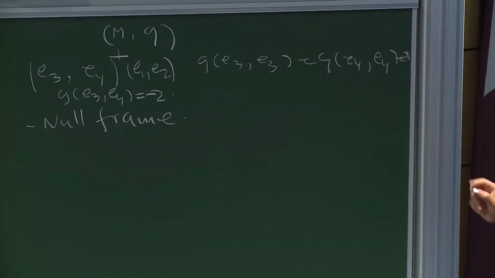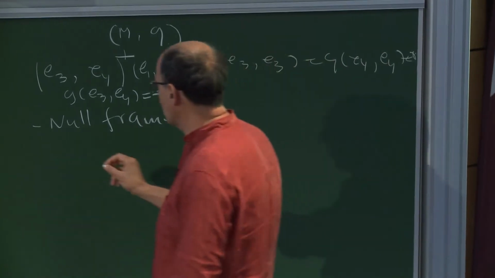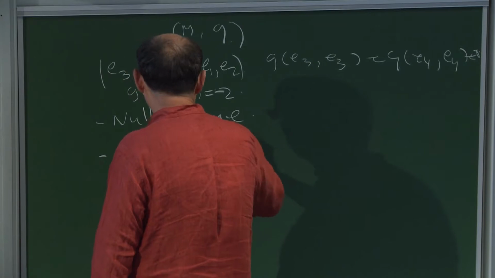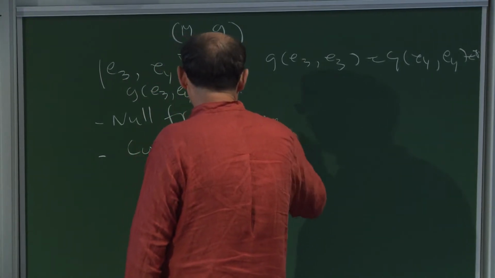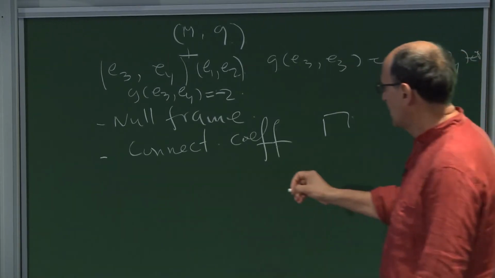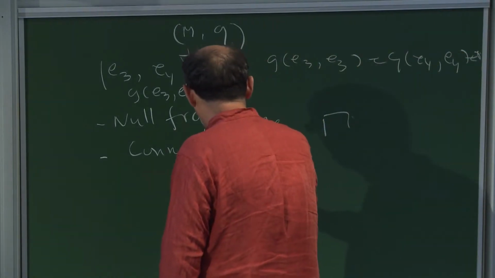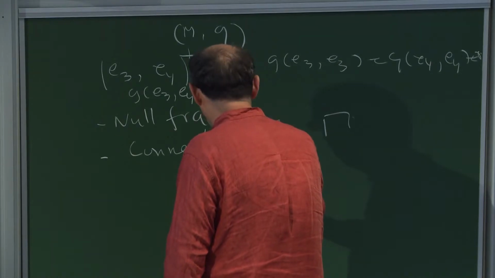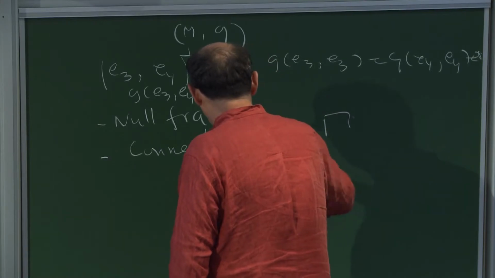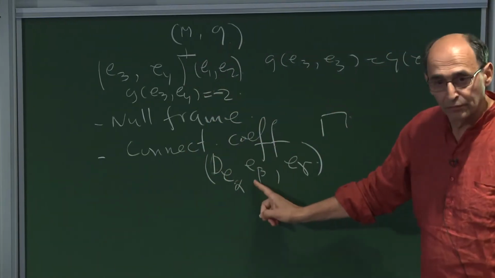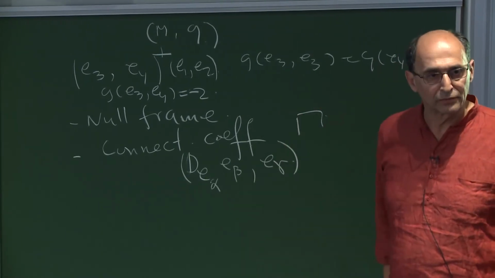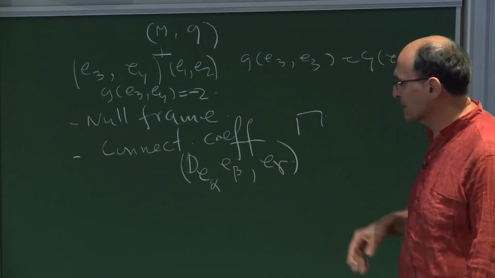So okay, the first thing to take into account is this null frame. Once you have the null frame, you can construct connection coefficients, which are typically denoted by gamma. This simply means that you take the covariant derivative of the frame relative to the frame, let's say e_alpha, e_beta, e_gamma, and then you project it again in the direction of the frame. So this gives you the so-called gammas.